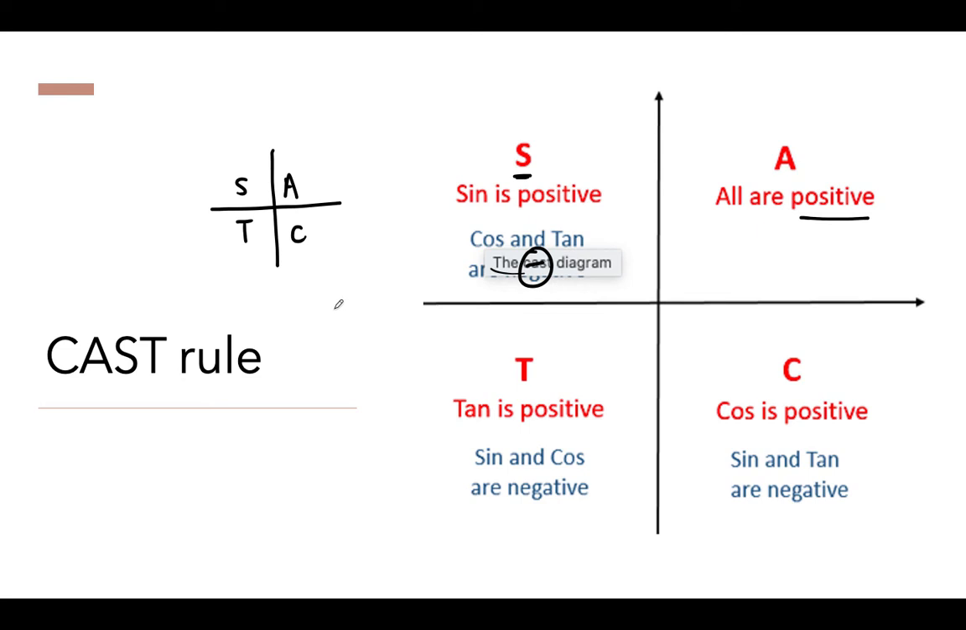Or if you have a hard time remembering, you can think of this acronym: All Soup Turns Cold. Please remember which quadrant you want to start with. If you want to start with CAST, you start from here and go that way. But if you want to remember by the acronym, All Soup Turns Cold, then you're doing the C pattern this way.